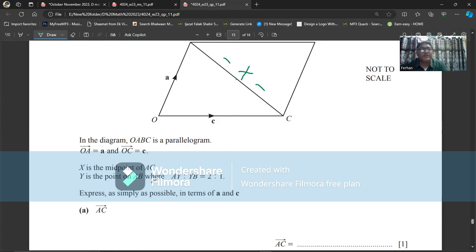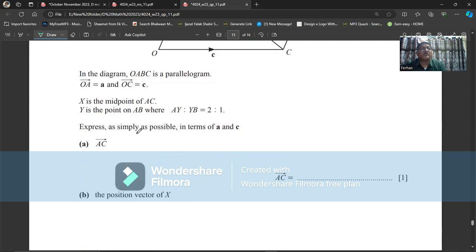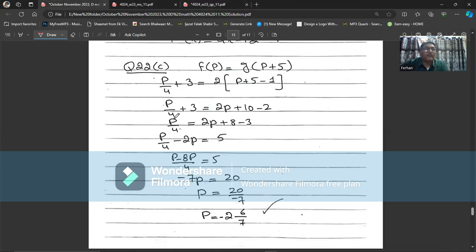Y is the point on AB, where AY is 2 and YB is 1. So here somewhere you have Y. So this AY is 2 and this is 1. Okay. So the question is, express as simply as possible in terms of A and C, the AC. You want to go from A to C. From A, I will go to O. From O, I will go to C. So let me show you.